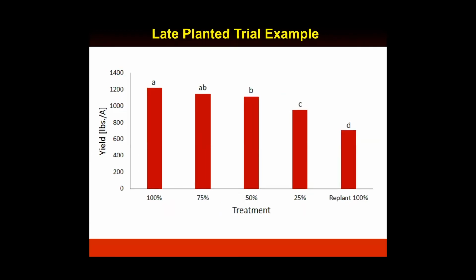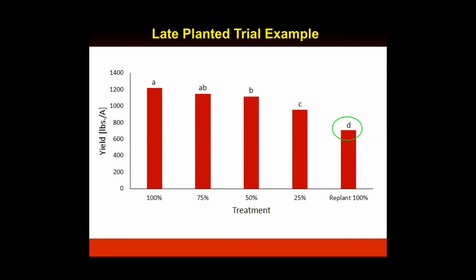Now, in a late planted scenario, we started seeing a little different behavior, where even the 50, sometimes the 75% stand yield a little bit less than the 100% stand. So we're starting to see a little bit of effect on yield when we get to some of these treatments without a major stand loss. So it's not always the case. It depends on the environment, but we do see this trend where especially the 50% treatment is a little more commonly associated with a yield reduction.